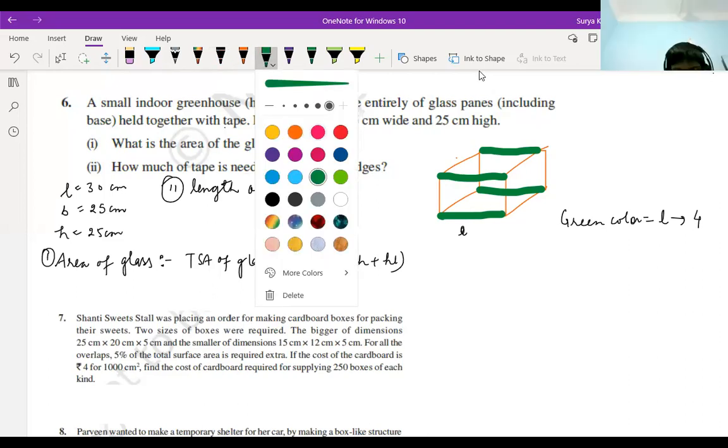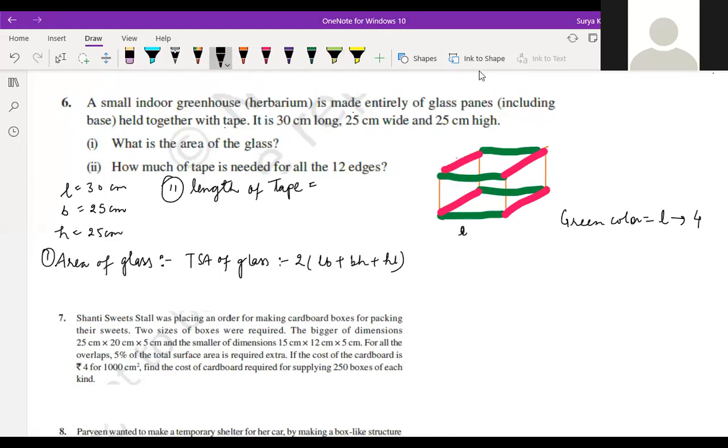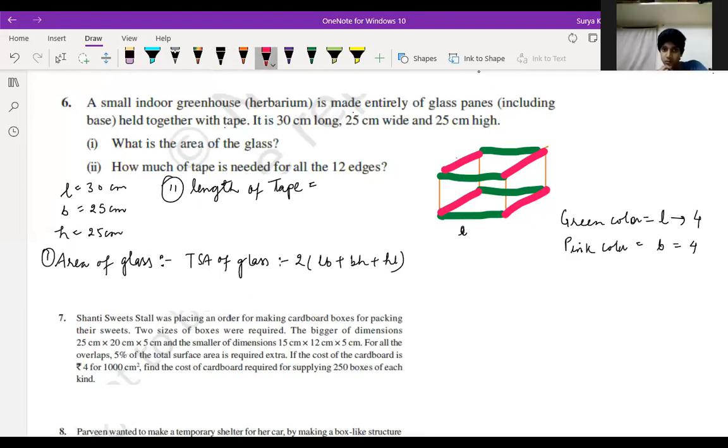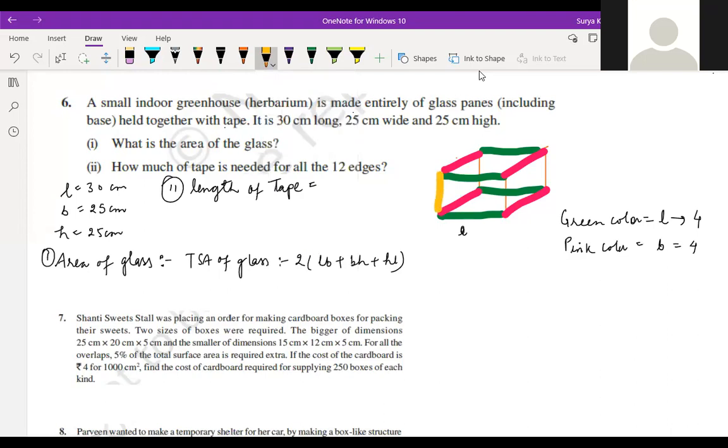Now I'm doing it breadth-wise. So this is your breadth, children. 1, 2, 3, 4. So how many breadths are coming here? This is pink color. You just think pink color is breadth, and how many breadths are coming? 4. Now which color should I take? Yellow, just think yellow is height. So here 1, 2, 3, and 4.